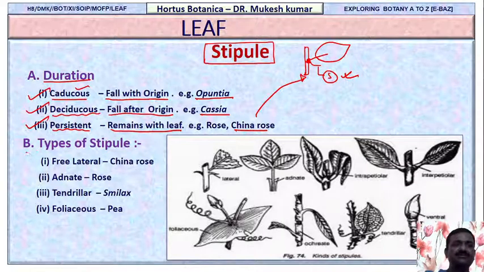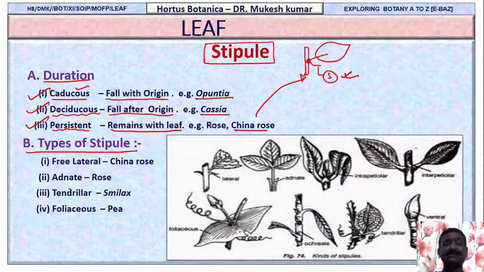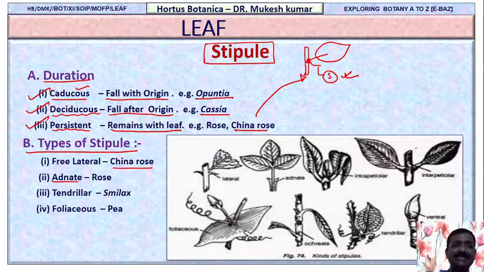Yeah. Now we have types of stipule. Okay, this is not in your NCERT syllabus, but sometimes examples come. So for Section B, you all know in the NEET examination a question may come. Okay, so free lateral stipule is found in China rose. Adnate stipule is found in rose. Tendril stipule is found in Smilax, and foliaceous is found in pea. Okay, let's see what they are talking about.